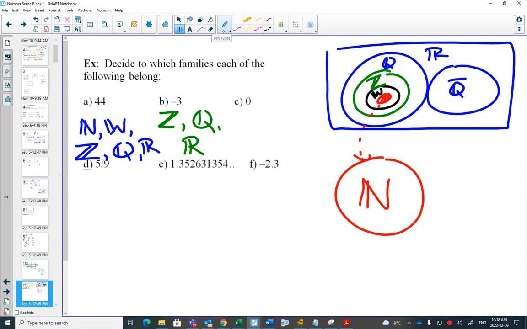Okay, next one. 0. It's in the whole numbers, so we start with that one. And that means it's also in the integer circle, which means it's also in the rational numbers, and it's also a real number.